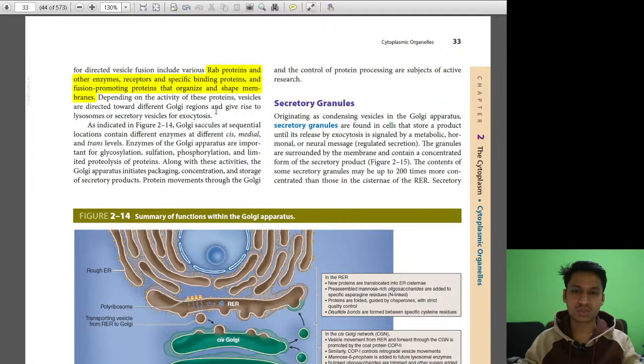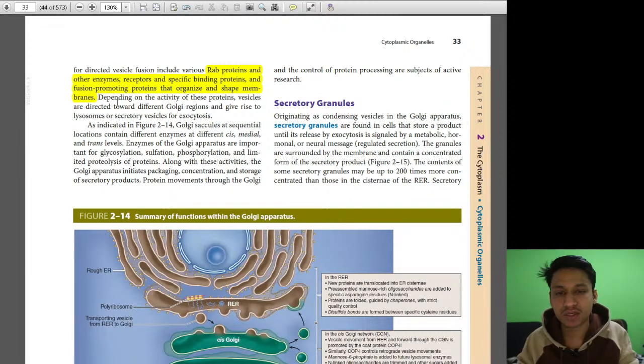Okay. So depending on the activity of the protein, vesicles are directed towards different Golgi regions and give rise to lysosome or secretory vesicle for exocytosis. So Golgi is what gives rise to lysosome or secretory vesicle for exocytosis. This is important.